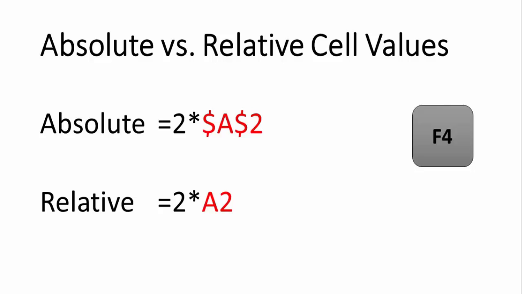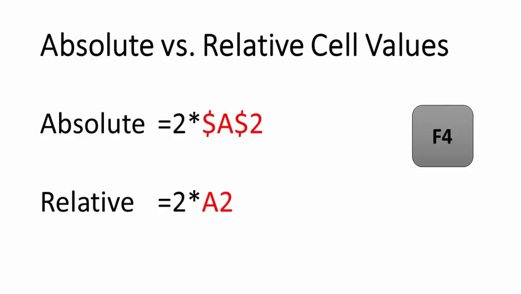The next thing we are going to look at is the absolute versus relative cell values. And this will make more sense as we go through and you actually use them. But I want you to just notice the two different formulas. In the absolute formula, notice how A2 has dollar signs around it. And in the relative formula, the A2 doesn't have dollar signs.